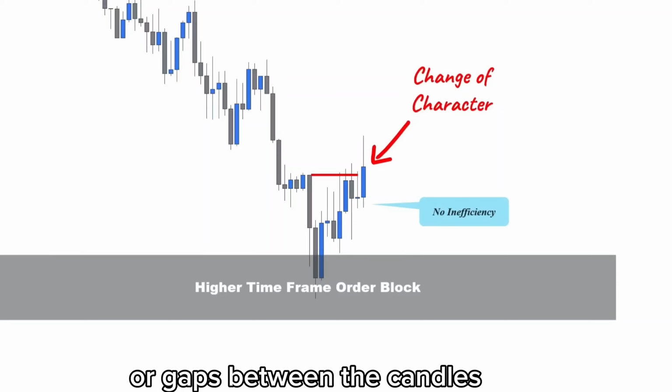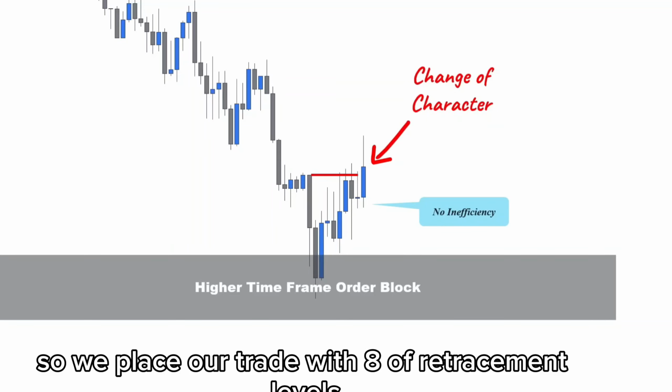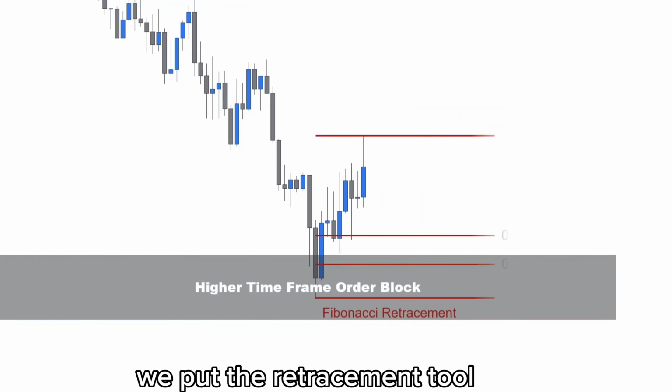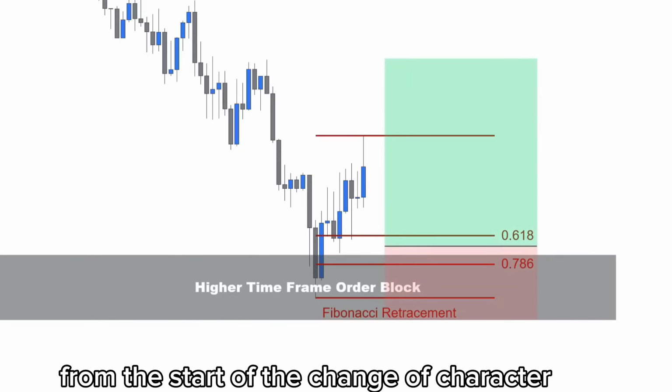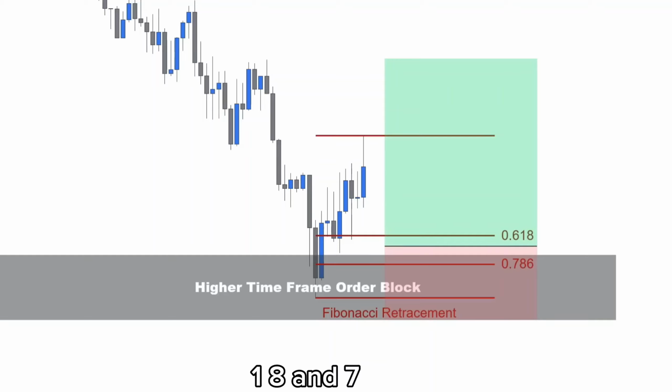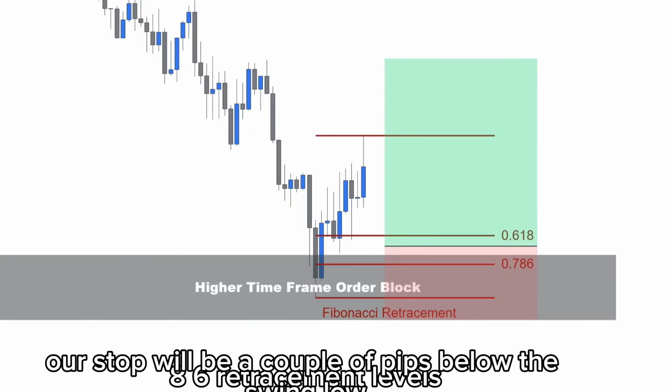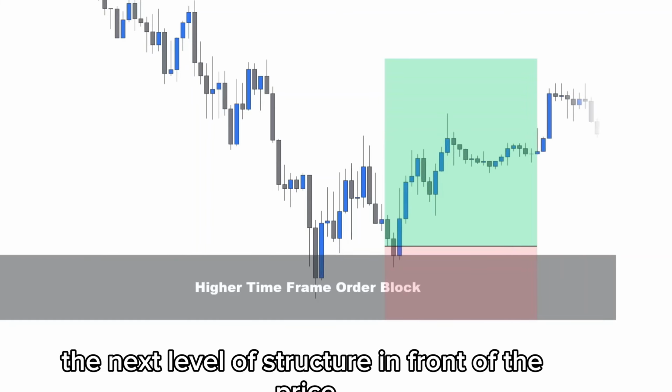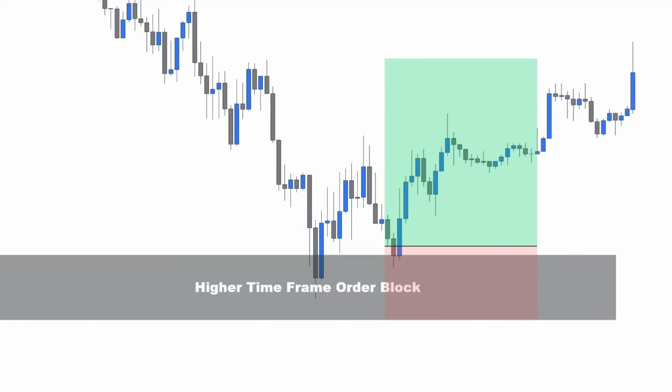The second pattern happens when we have a change of character, but there is no inefficiency or gaps between the candles. So we place our trade with Fibonacci retracement levels. We put the retracement tool from the start of the change of character, move to the end, and place a buy order in the middle of the 0.618 and 0.786 retracement levels. Our stop will be a couple of pips below the swing low, and we target the next level of structure in front of the price.